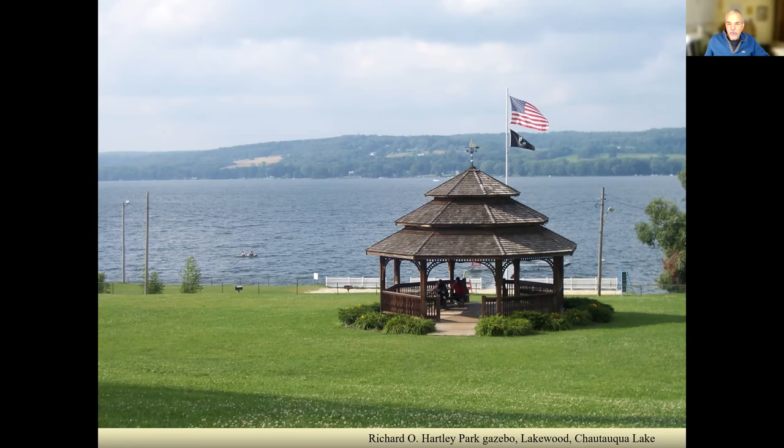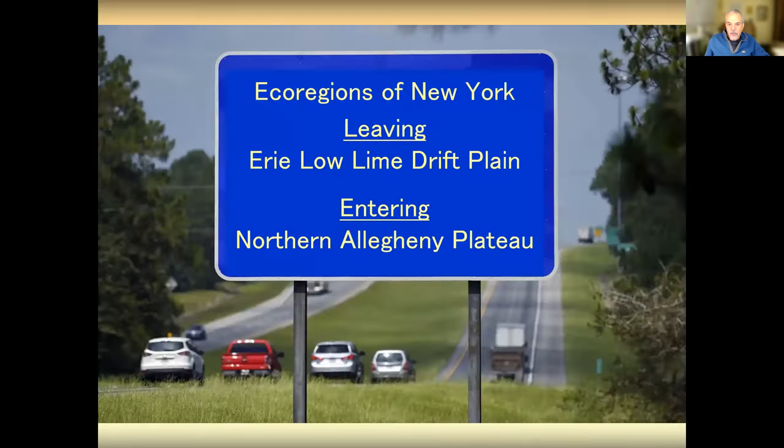And as we started back, it was kind of amazing. I saw this sign here, Ecoregions of New York, leaving the Erie Low-Lying Drift Plain and entering the... it's kind of amazing. So not really, but maybe you've seen those signs around for you're entering this watershed and you're leaving this watershed. I think it would be nice to have eco-regional signs like this around the state. People would be curious as to what ecoregion they're in and what they're composed of.